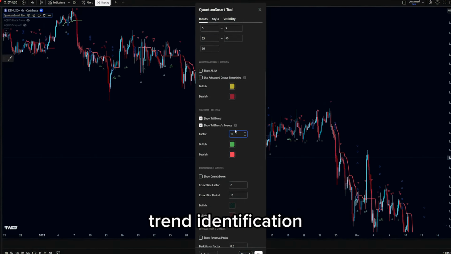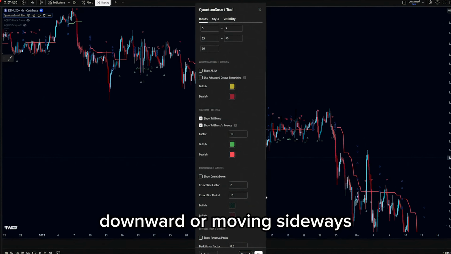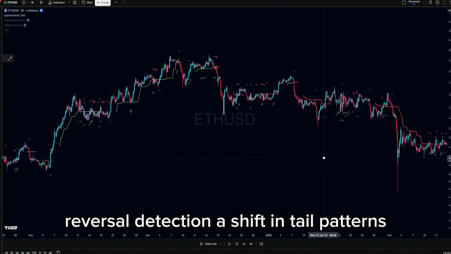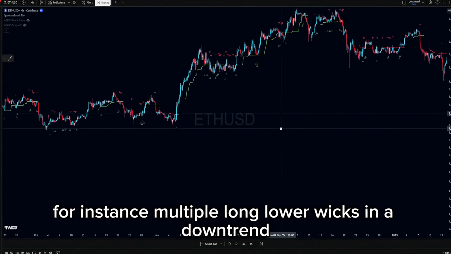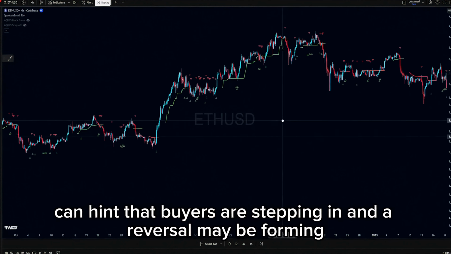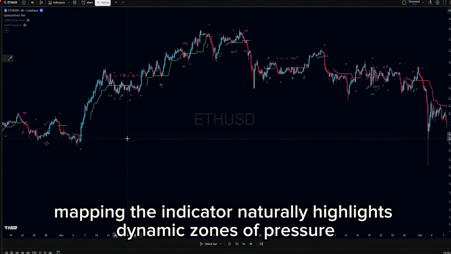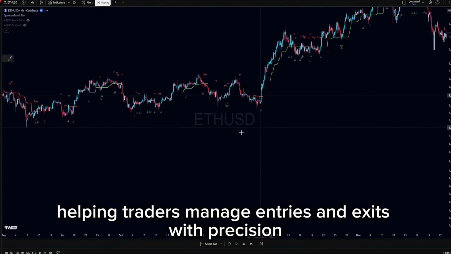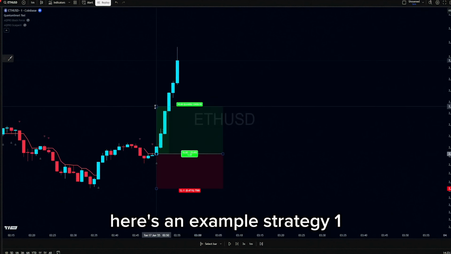Trend identification. It clearly shows whether the market is trending upward, downward, or moving sideways. Reversal detection. A shift in tail patterns, for instance, multiple long lower wicks in a downtrend, can hint that buyers are stepping in and a reversal may be forming. Support and resistance mapping. The indicator naturally highlights dynamic zones of pressure where price reacts repeatedly, helping traders manage entries and exits with precision. Here's an example strategy.